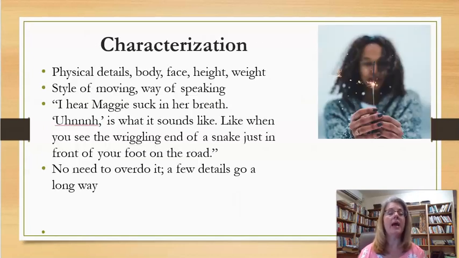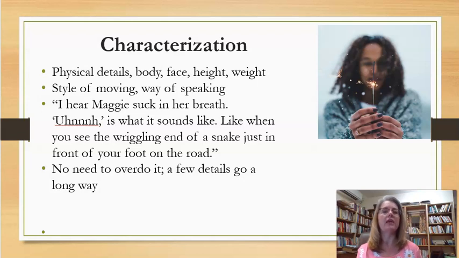Now, let's talk about characterization. At some point in your story, and certainly by the middle of the story, which is where we are now, you want to have some physical details, okay? Especially for your primary character. So if you haven't started to build those yet for your story, you'll want to put them in your treasure chest, little details that you come across, and that would be their body, their face, their height, their weight. But don't stop there. Go on to talk about the style of moving.